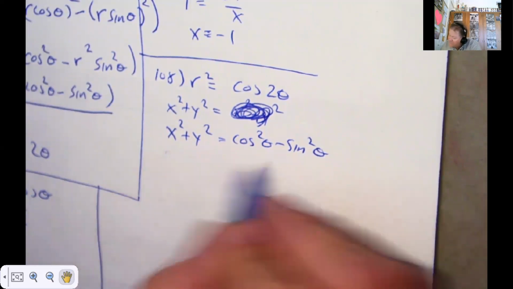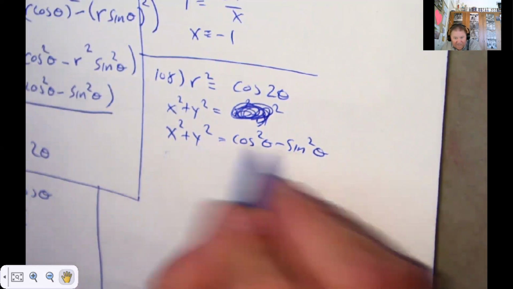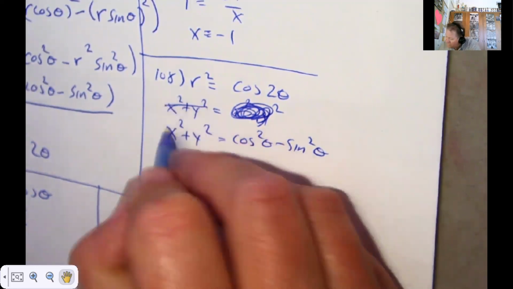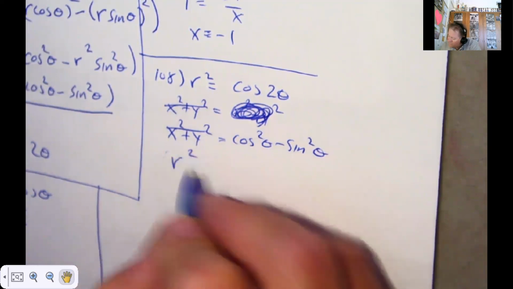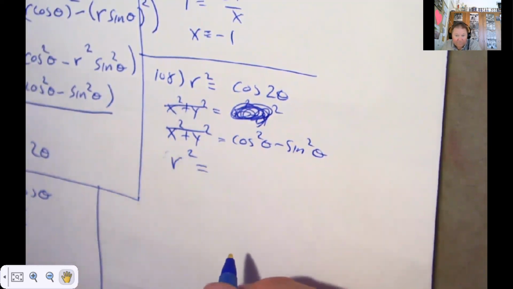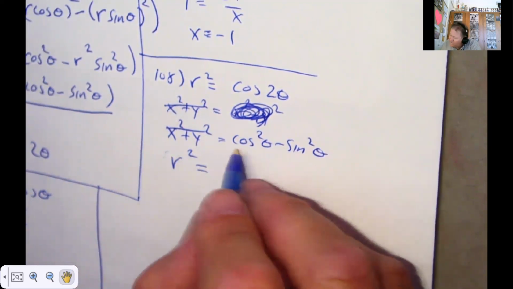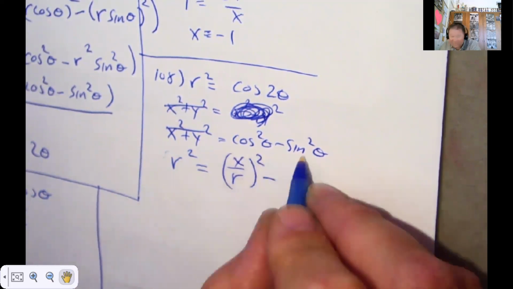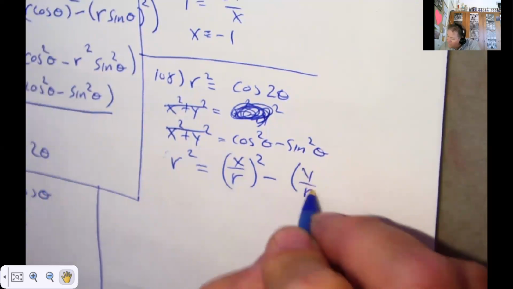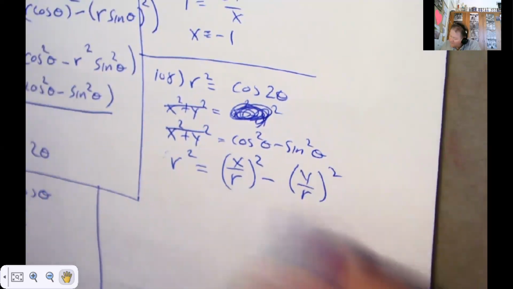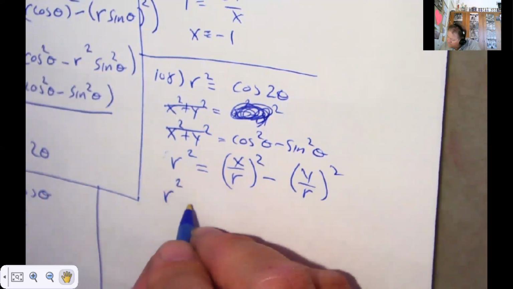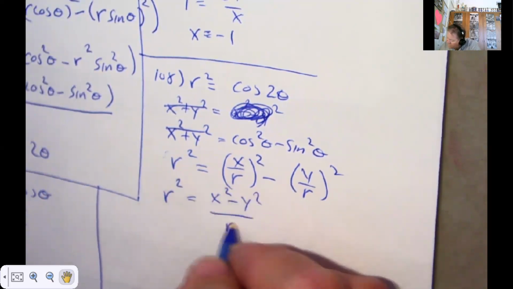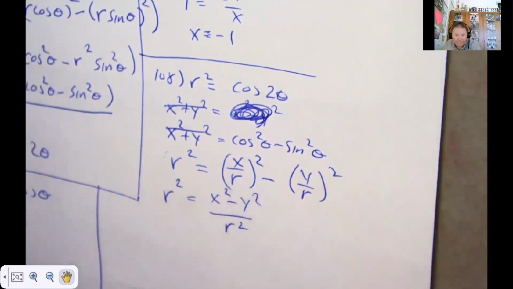Okay, so let me keep going. So far I have never changed these. You know what? I kind of think I want to keep that as r squared, now that I'm seeing what's happening. Just for a second, you'll see why in a moment. So what is the cosine of theta? It's x over r squared minus what is sine of theta? It's y over r squared. So r squared is equal to x squared minus y squared over r squared, if I get a common denominator.